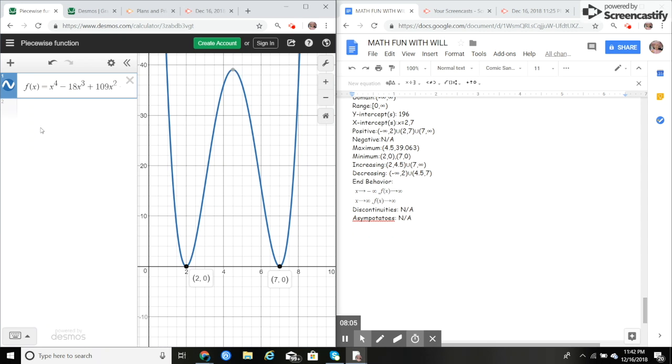So its end behavior: as x approaches -infinity, f of x approaches infinity, and as x approaches infinity, f of x also approaches infinity, and we don't have any discontinuities or asymptotes in this formula.